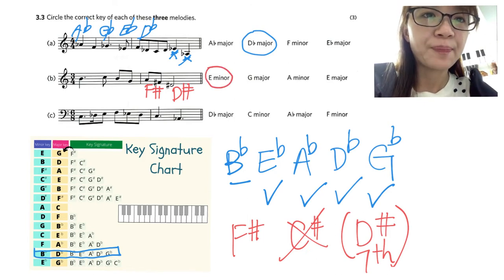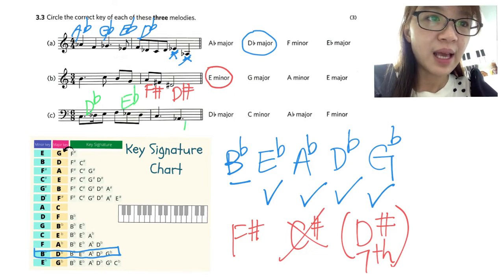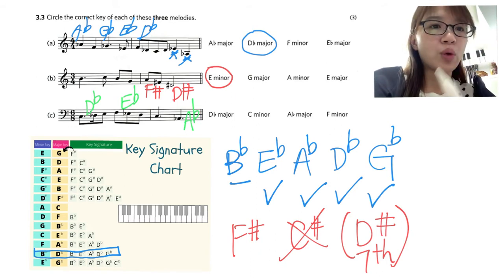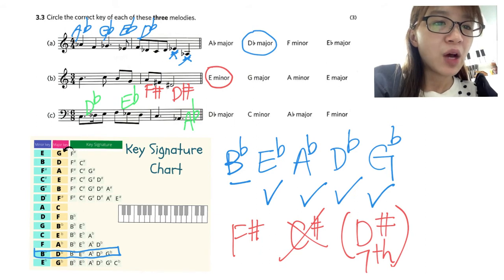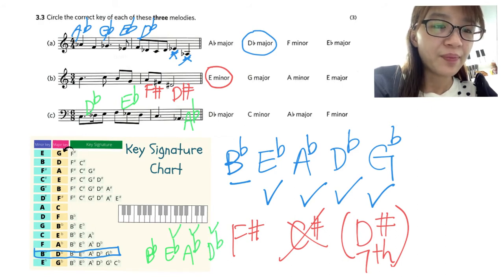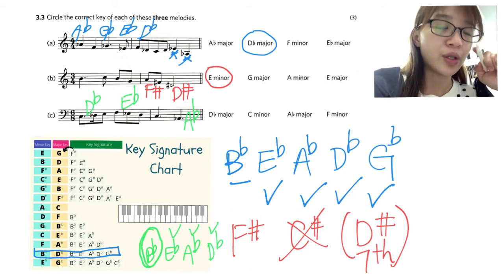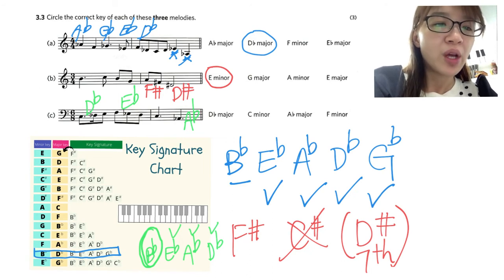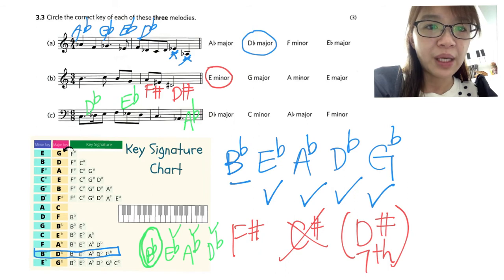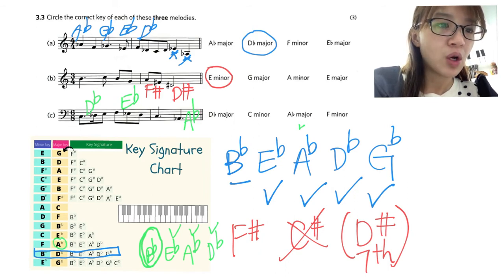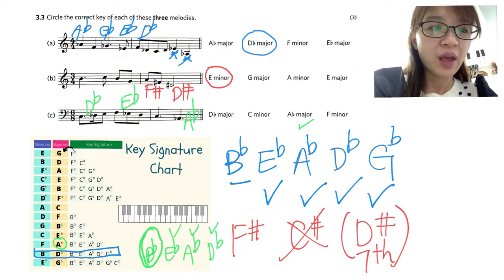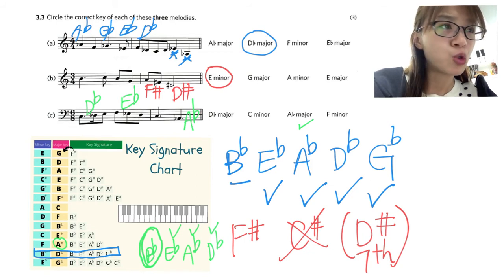Question C. Write down the letter names. That's the D flat, E flat, and A flat. Again, the very first flat is always the B flat. We don't have a B, but we have an E, an A, a D. So you could think that this B flat was already raised up, becoming a natural, because there is no B flat note. If we think we have four flats, it will be A flat major. Or we can think, let's say this is F minor. F minor, the seventh note should be the E, but the E still has the flat. So the answer is A flat major.